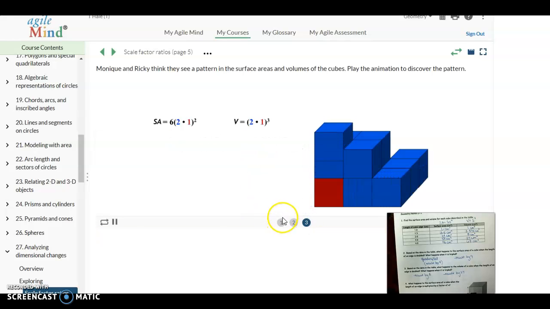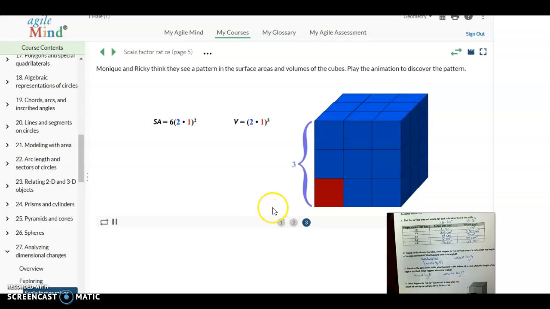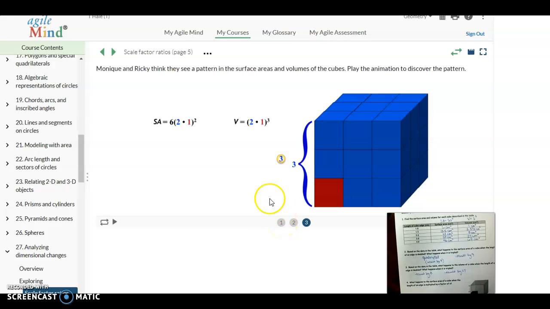So let's make it even bigger. Let's think about this. Okay, so our original surface area, remember, was 6, but we're tripling that side length. The side length used to be 1, and it's now 3. So remember, for surface area, we're going to square that change. So since we tripled the side length, what is 3 to the second power? That's 9, right? So our new surface area should be 9 times as big as our original surface area.